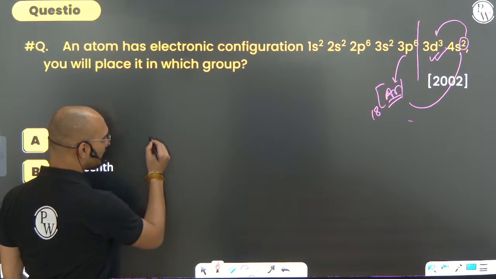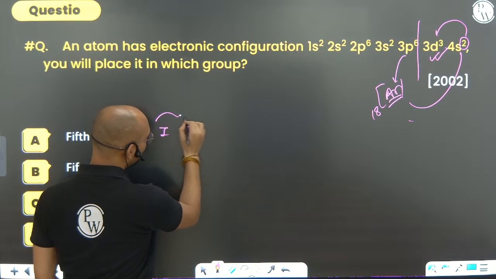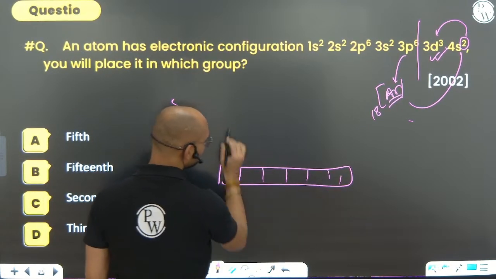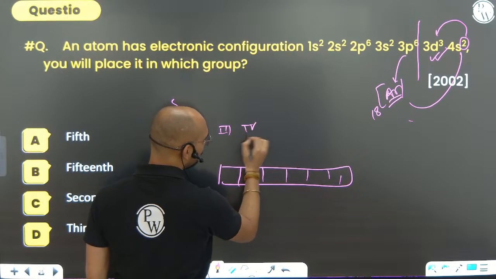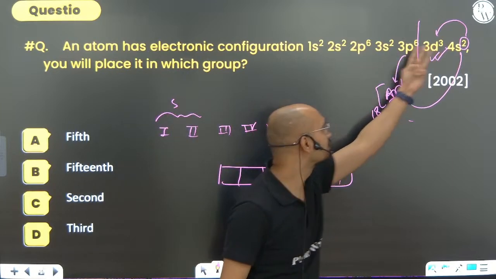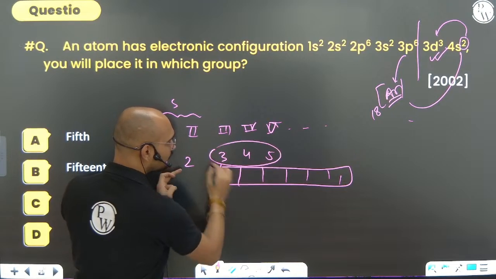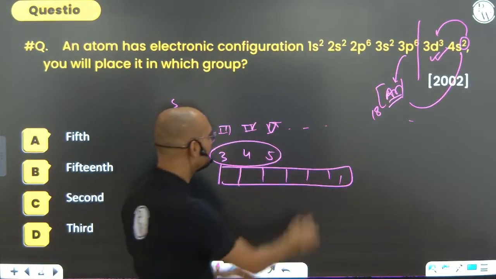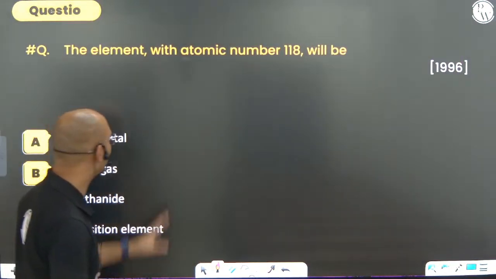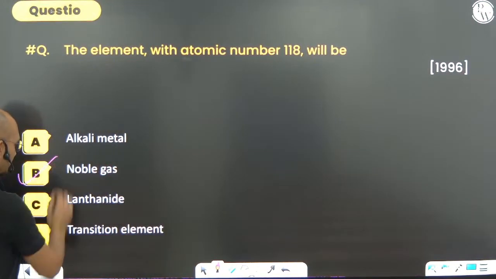Now we know that for s it is going to be 1, then 2, it belongs to s, and then comes d, yes or no? For d we give these names, you can see 3, then 4, then 5, then 6. We all know how many electrons are being filled? After 1, 2 of s, how many of the d electrons are there? 1, 2, 3. So it is the 5th group. So option A is the correct option. Any doubt? I think it is very easy. The element with atomic number 118, we already have seen, is a noble gas.